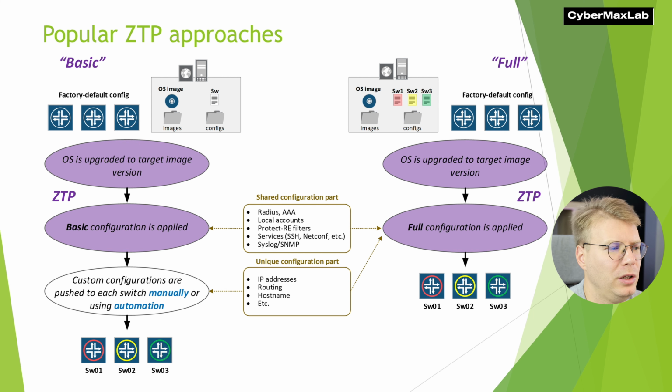But then you will need one extra step, either manually or using automation, to finally customize all devices by adding the unique configuration part to them, like IP addresses, dynamic routing, hostname. In the full approach on the right side, after the OS is upgraded by ZTP, the full configuration is applied to the boxes. In this case, you can see there are 3 different switches and there are 3 different configuration files in the repository. So each device will get its own instructions to get its own configuration file, and you don't need any more manual steps here. So this is true zero touch.